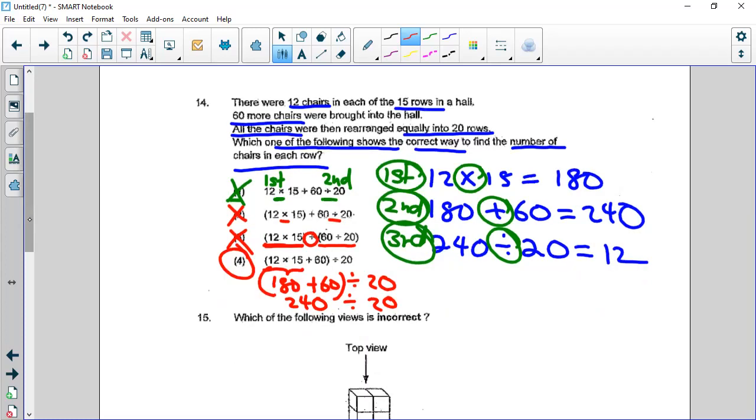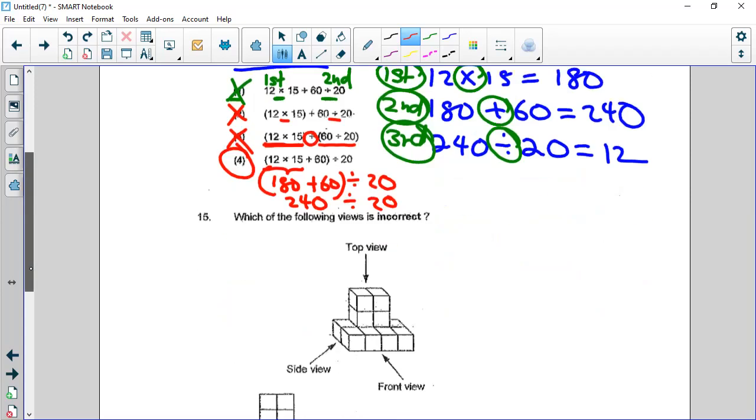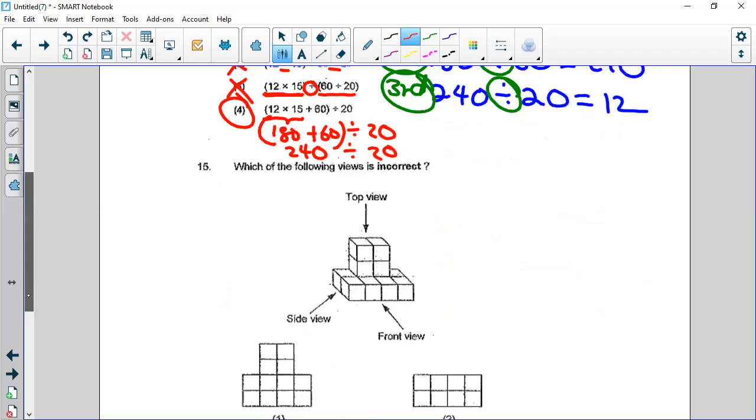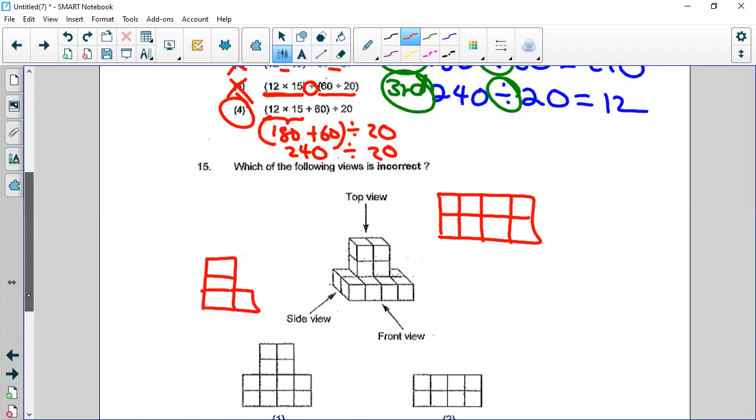All right, let's go to number 15. Now, which of the following views is incorrect? So what do you do? Now, you can draw on the blank space. What is the top view? The top view will look something like this. If you draw the top view, it will be something like that. All right, and then how about the side view? The side view will be over here. Okay, and then how about the front view? The front view will be something like that.